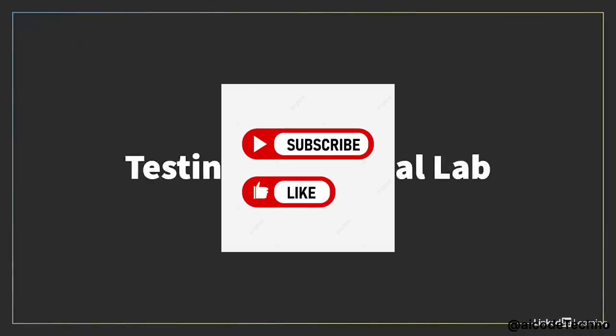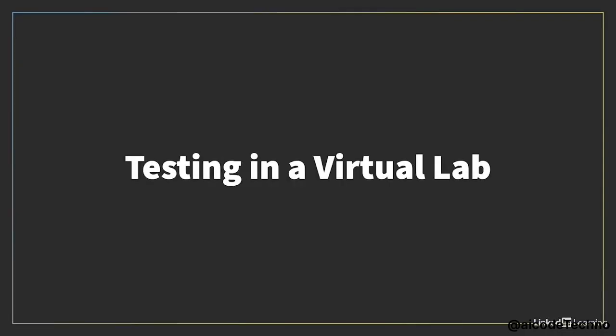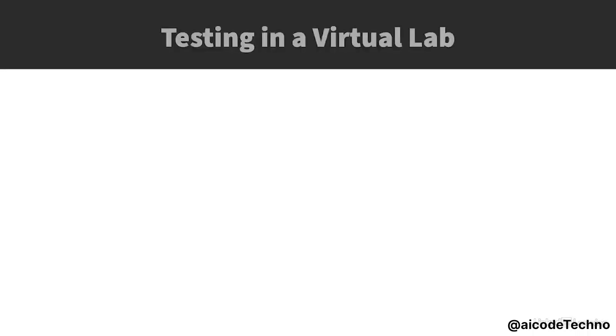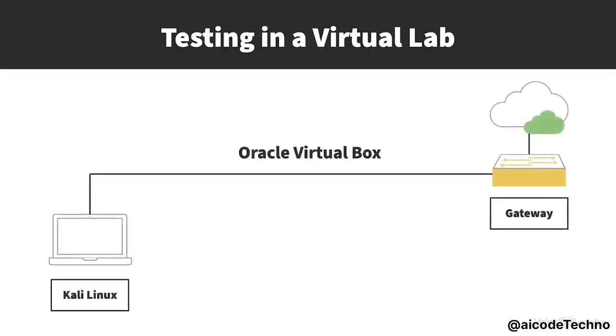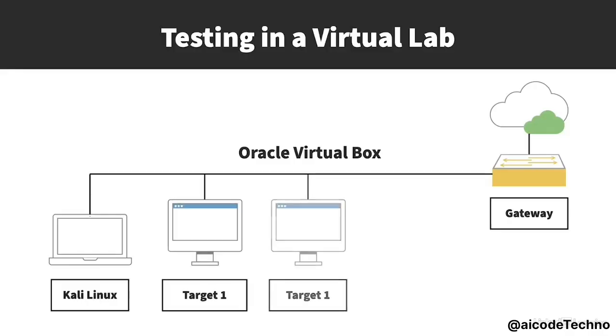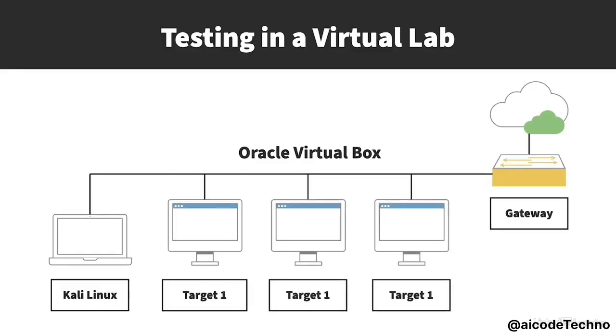In this course, we'll set up and do security testing in a virtual lab. To create the lab, we'll use a virtualization system called VirtualBox, which will run on a Windows 10 host computer. We'll use a Kali Linux virtual machine to do the testing, and we'll load some target systems into the lab.